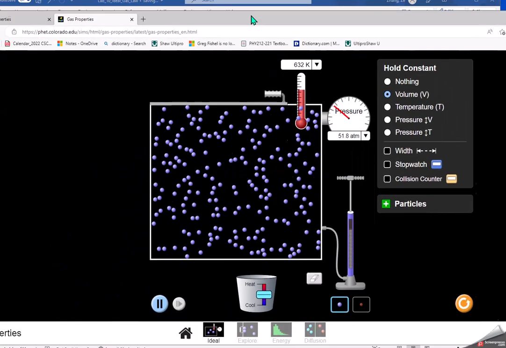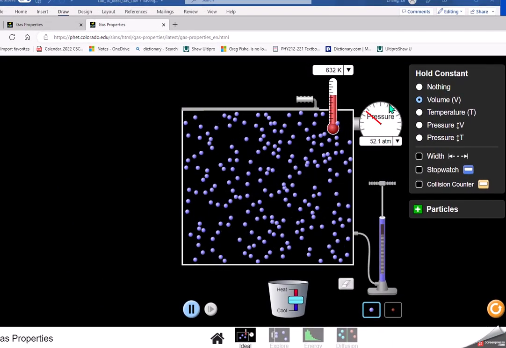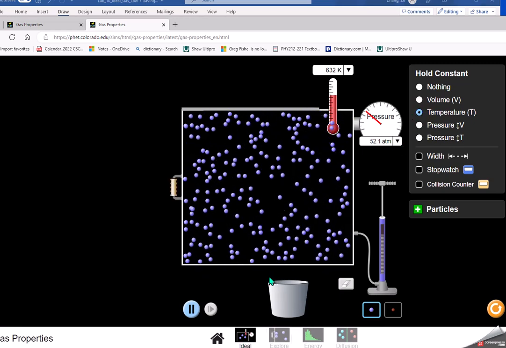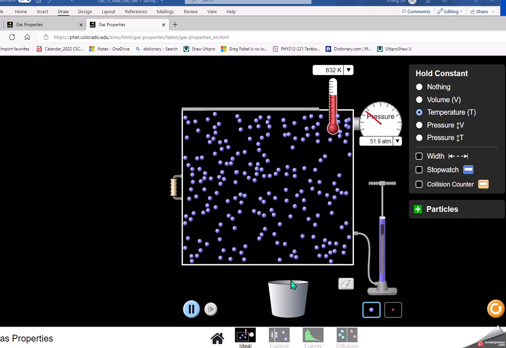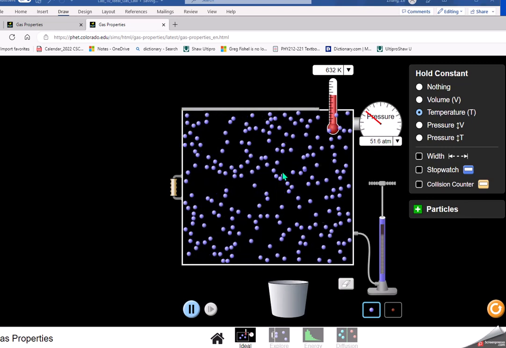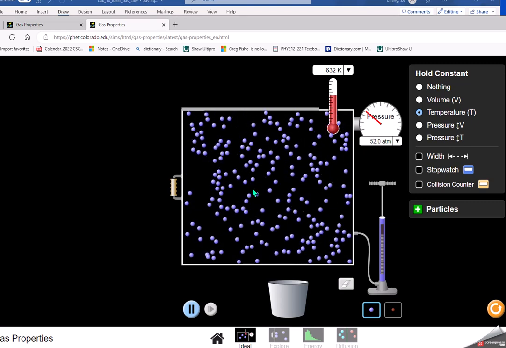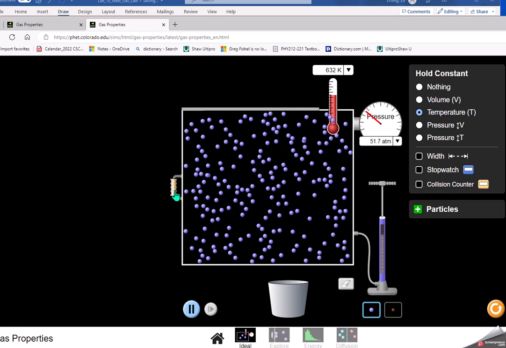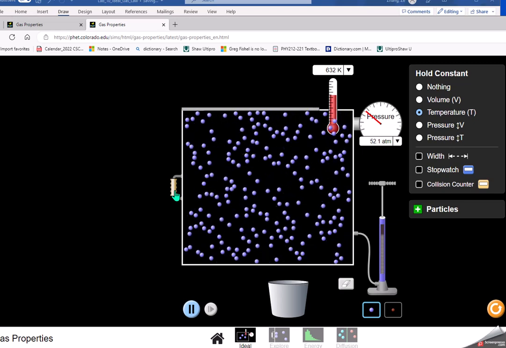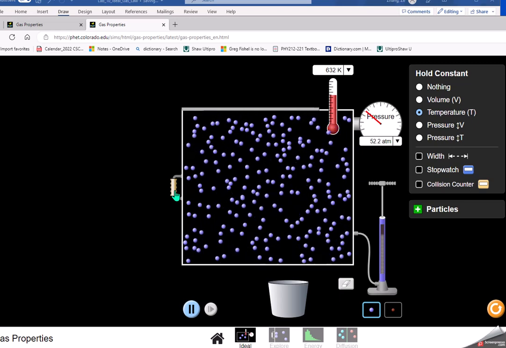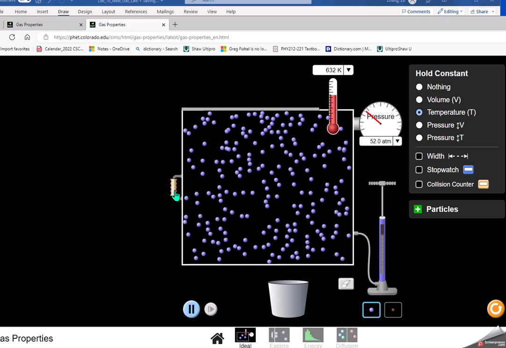So then let's look at that. Let's keep the temperature constant. It will allow you to add ice or add fire, so the temperature stays the same, and the particles move at the same speed. Now let's vary the volume and look at the pressure. If I make the volume smaller, what do you think about the pressure? Yes, it's going to increase. So now you make the volume smaller.